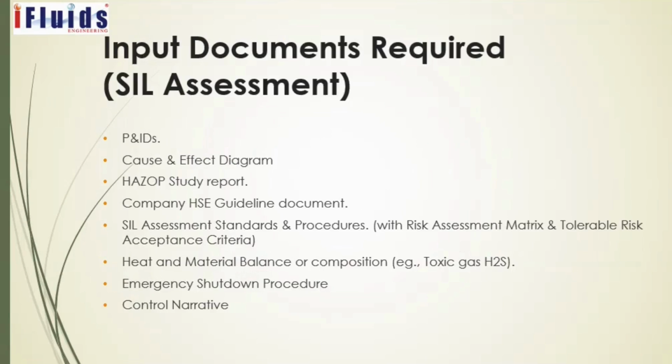So input documents required for SIL assessment: PNIDs, cause and effect, HAZOP study report if there is anything done before. Normally any SIL is followed by a HAZOP study. Company guidelines: the HSE guideline document, SIL assessment standards and procedures with risk assessment matrix and tolerable risk acceptance criteria. Heat and material balance or composition, for example toxic gases like H2S, emergency shutdown procedure and control narrative.